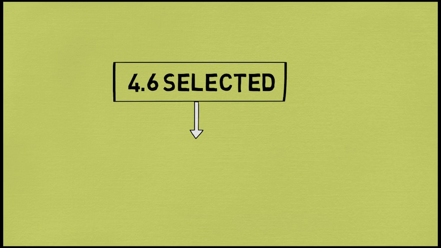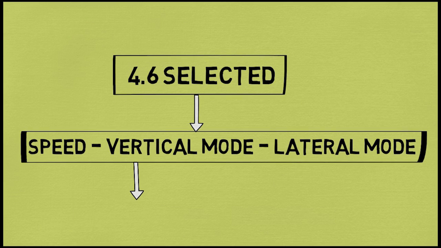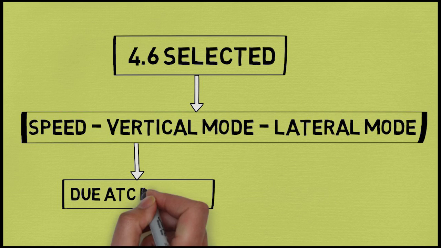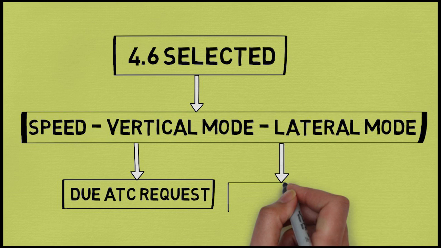Remember, in selected mode, you can manually manipulate the speed, the vertical, and the lateral modes. But why? Well, first of all, it may be due to an ATC request. Or maybe you want to make your own modifications, maybe for better profiling.